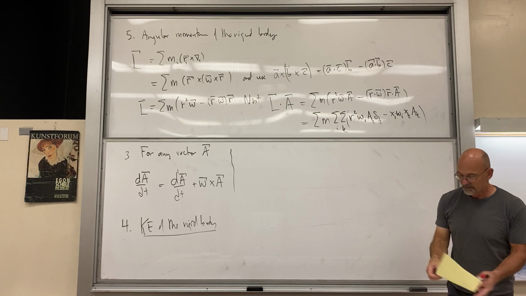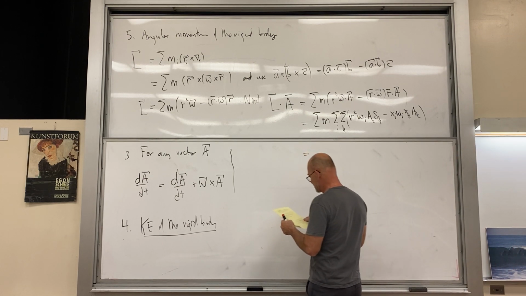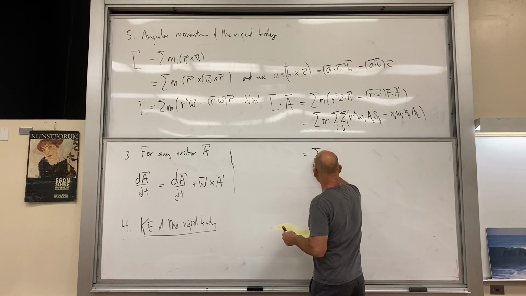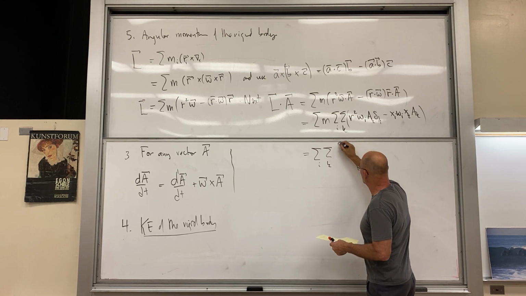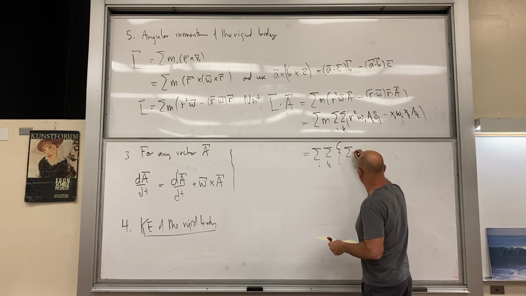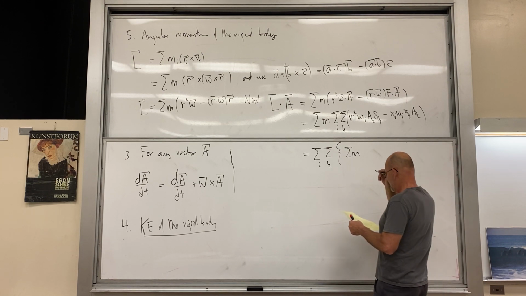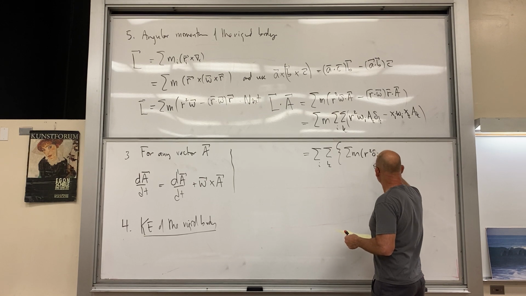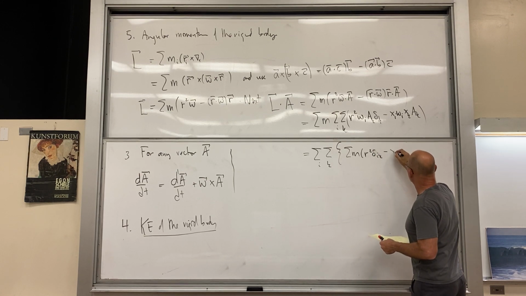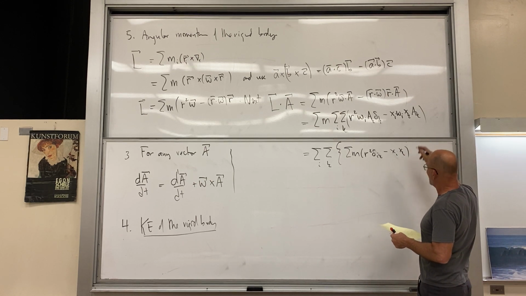Okay. So now, make sure we get these right. We can write i and k and see what's inside here. We have a sum over m of r squared delta ik minus xi xk, and then omega i ak.